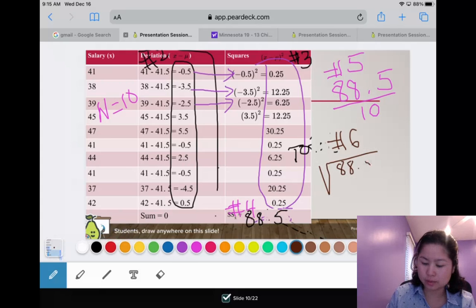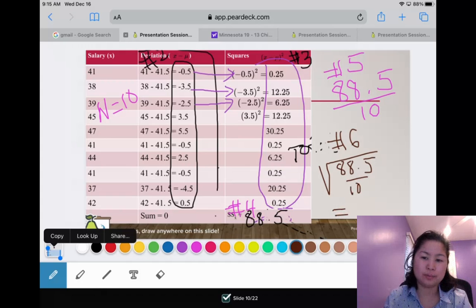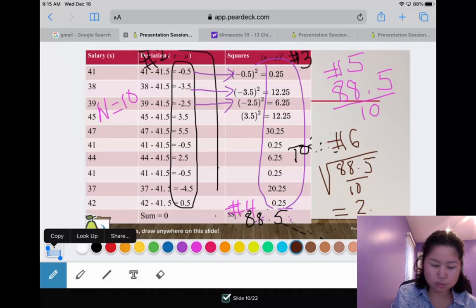So 88.5 divided by 10. That should give you a number. Okay, so I'm going to use my calculator. So the step that I've just revised, if you need to ask me which steps is which, we can go back. So 88.5 divided by 10, then I take the square root of that, which gives me 2.97. So this is my standard deviation.